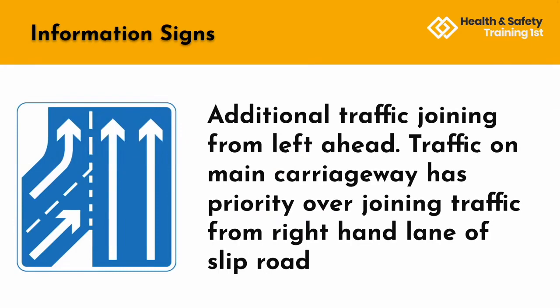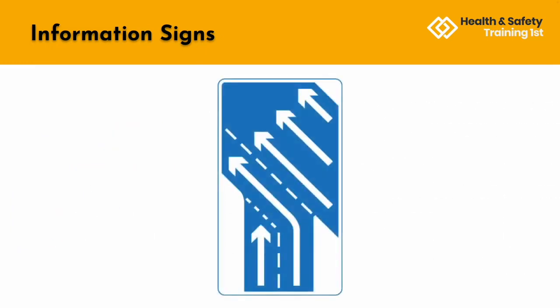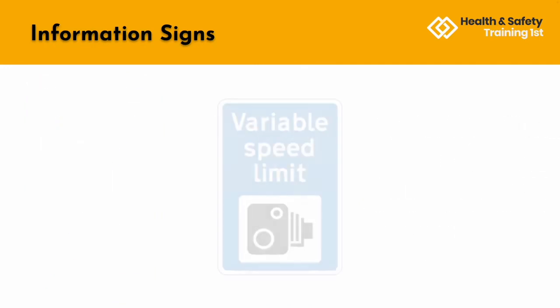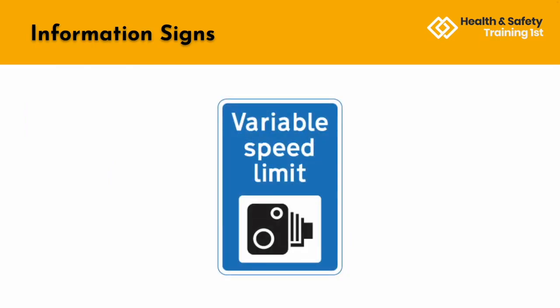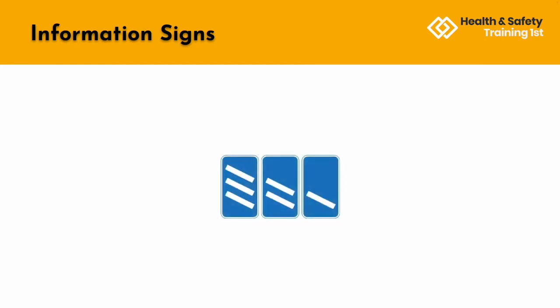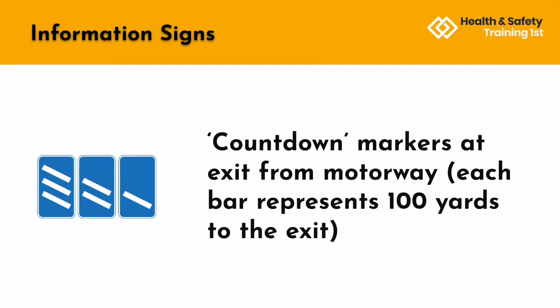Additional traffic joining from left ahead. Traffic on main carriageway has priority over joining traffic from right-hand lane of slip road. Traffic in the right-hand lane of slip road joining the main carriageway has priority over left-hand lane. Variable speed limit with camera enforcement sign. Countdown markers at exit from motorway. Each bar represents 100 yards to the exit.